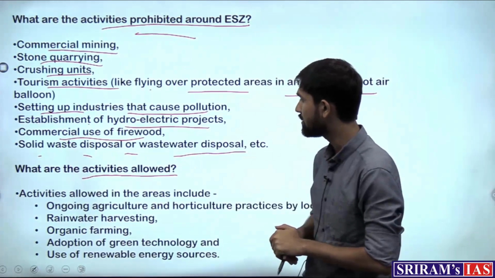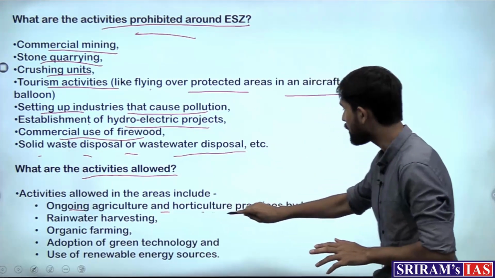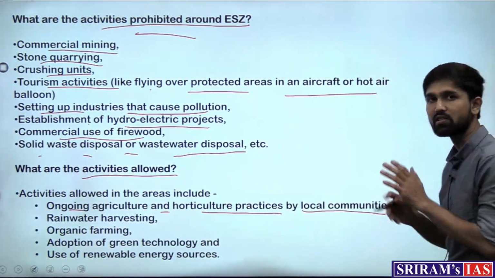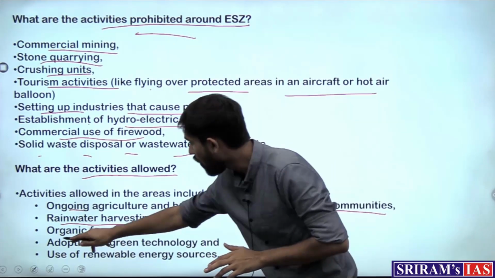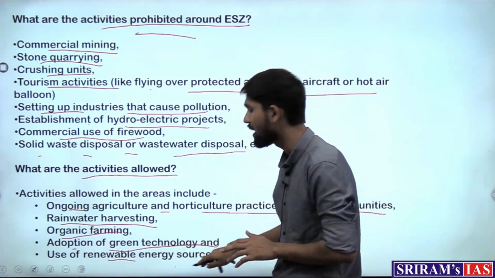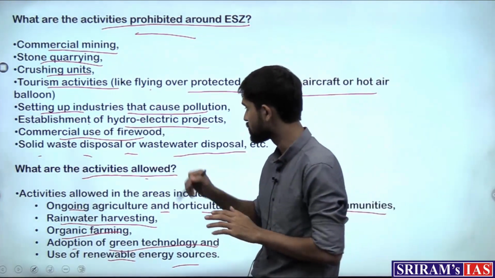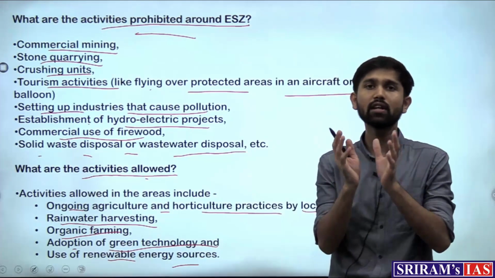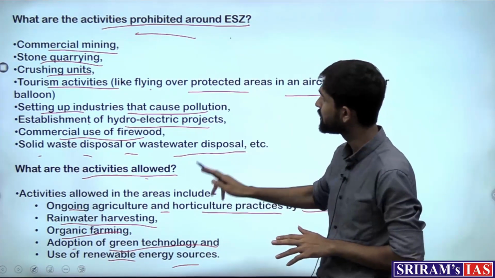That is why certain activities are allowed. And what are those? Ongoing agriculture and horticulture practices by local communities. So they are allowed to carry on with their practices: rainwater harvesting, organic farming, adoption of green technology and use of renewable energy sources. All of these activities are allowed in the eco-sensitive zone. Alright, so we looked at the concept of eco-sensitive zone, who notifies them, what are the activities prohibited and allowed.